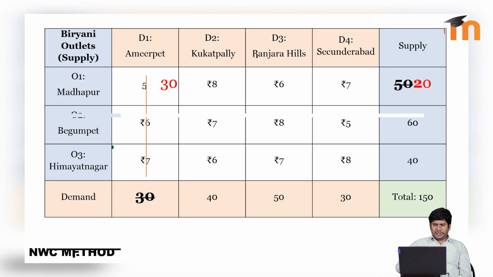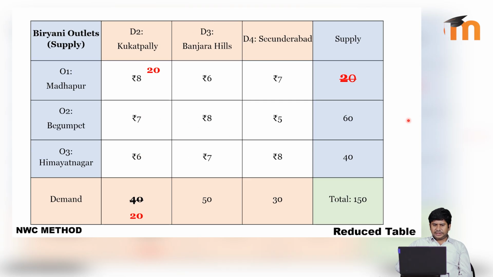Now let's go to the remaining. After deleting Amirpet, we have Kukatpalli, Banjara Hills and Secunderabad. Now again the northwest corner rule. Which value do we need to focus on? Again we need to focus on the northwest corner value.